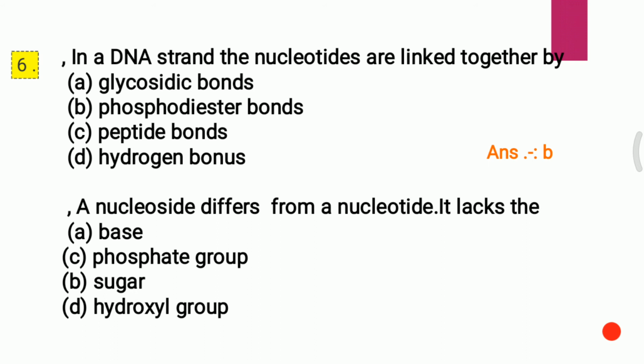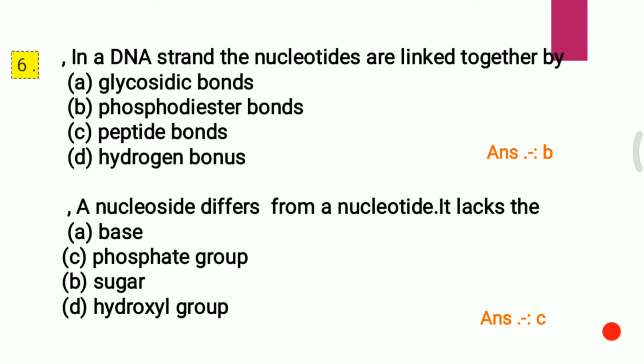Next question. A nucleoside differs from a nucleotide. It lacks the: A. Base, B. Sugar, C. Phosphate group, D. Hydroxyl group. A nucleoside differs from a nucleotide. It lacks the... Answer is C, that is phosphate group.